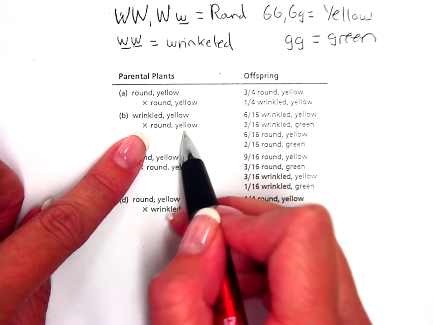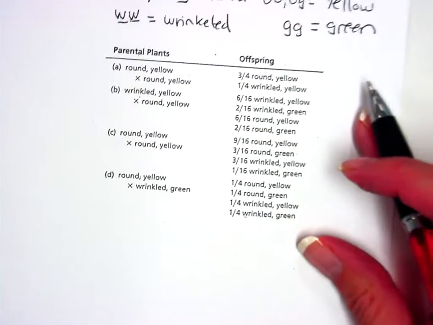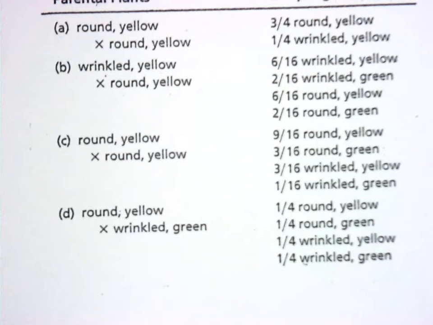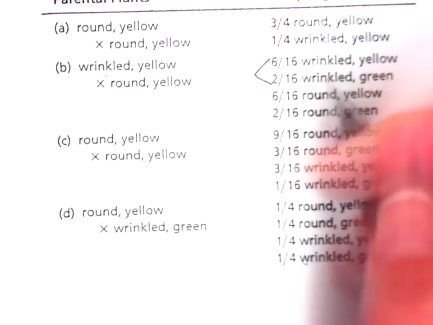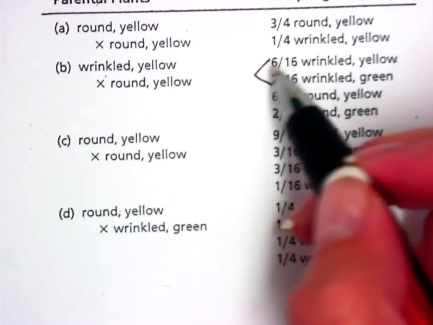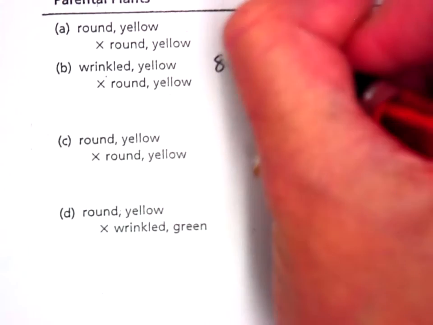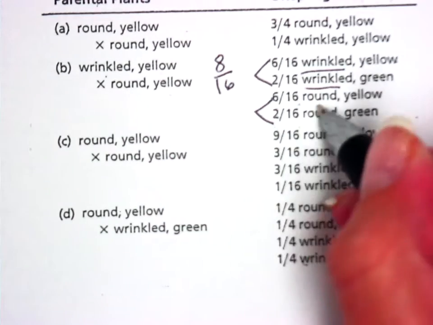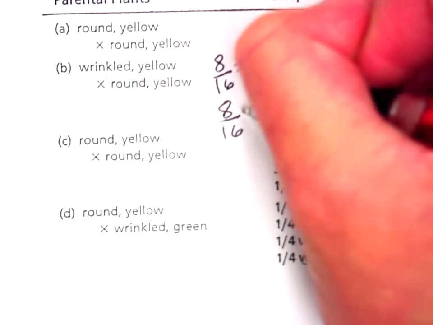Wrinkled yellow, round yellow parents give this very interesting combination here. So again, I want you to look at this one trait at a time. All right? So let's look at wrinkled first. Really, there's two pieces of this that are wrinkled. So we're going to try to group those together. 6 out of 16 and 2 out of 16. That's really 8 out of 16 of these that are wrinkled. And if we say 6 out of 16 and 2 out of 16, that's really, again, 8 out of 16 that are round. And isn't that really the same as 1/2 and 1/2?